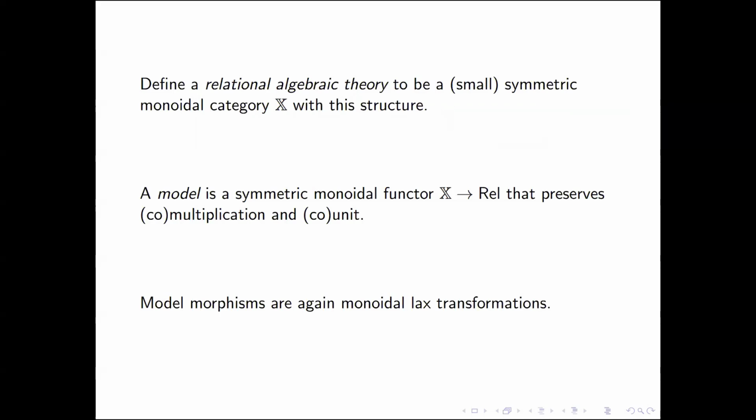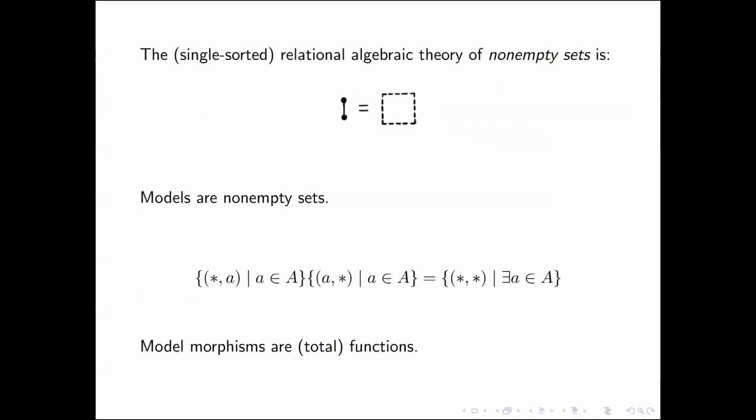There's a more principled way to get to the inequation. We don't have time. So the best example that tells you everything you need to know of this is the relational algebraic theory of non-empty sets. It has one generating object, and it has no generating morphisms. And we impose one equation on it where we ask that composing the co-unit with the unit is equal to the identity on the unit of the monoidal structure.